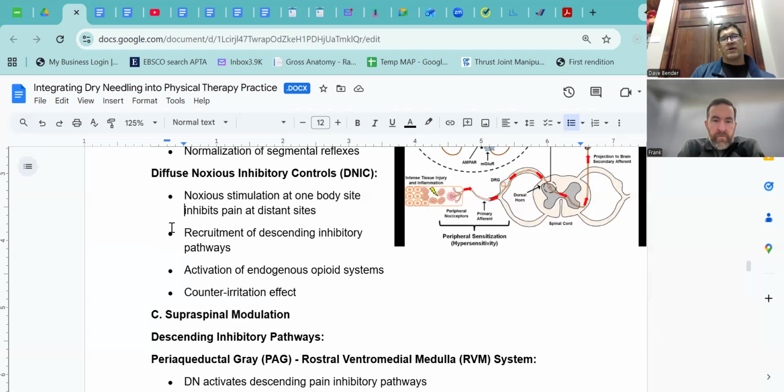Diffuse noxious inhibitory control. This is more like a descending inhibition that we see. A noxious stimulus at one site of our body inhibits pain at distal sites. And this is recruitment of descending inhibitory pathways, which is a very common way of modulating pain. You can also have activation of endogenous opioids. The endogenous system is probably more of a non-specific system, whereas other descending inhibitory control may be at the spinal level. The endogenous system would be more of a general, non-specific pain mechanism.